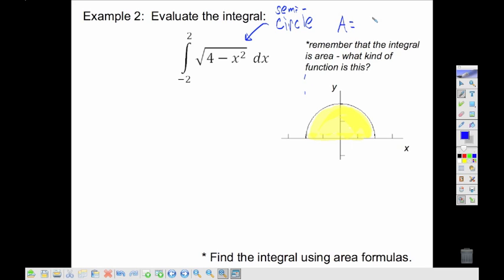So if I'm looking for the area of a semicircle, well, a circle would be pi r squared, and a semicircle would divide that by 2. We have a radius here of 2, and so that's what we'll do. This integral will be equal to pi r squared, where our radius is 2, divided by 2, which gives us 2 pi.